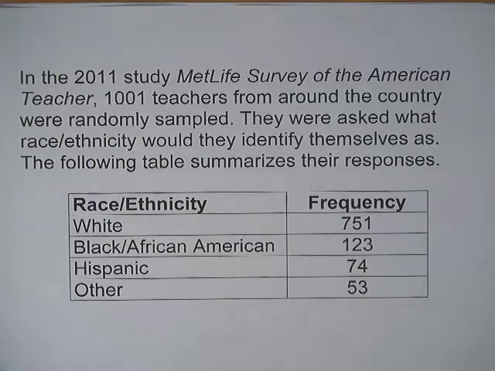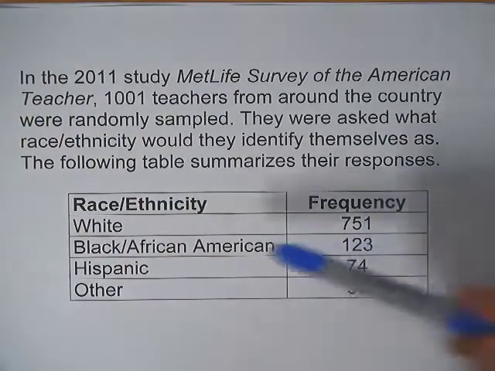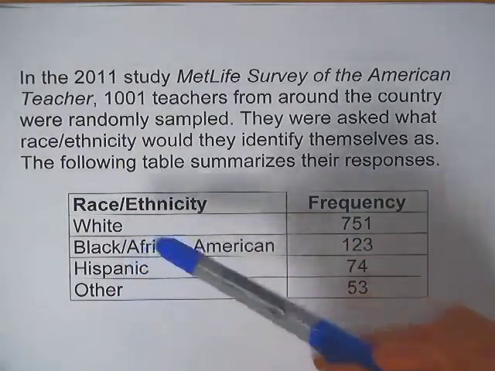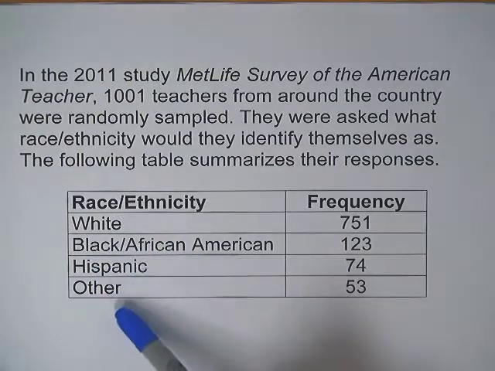They were asked what race/ethnicity they would identify themselves as. The following table summarizes their responses. So we have the categories here. The categories were broken down into white, black/African American, Hispanic, and other.